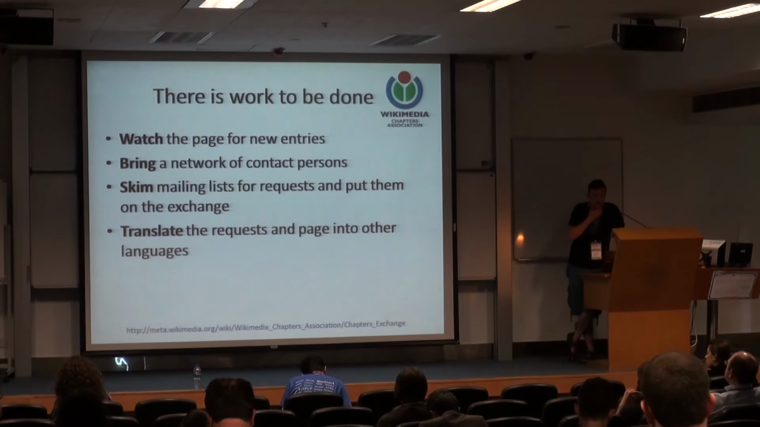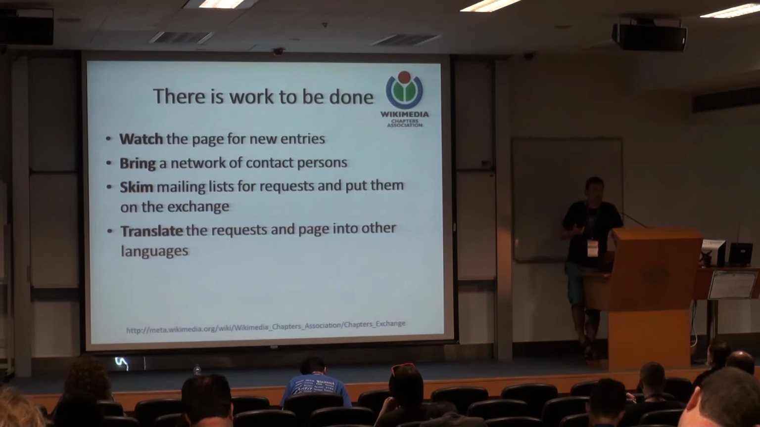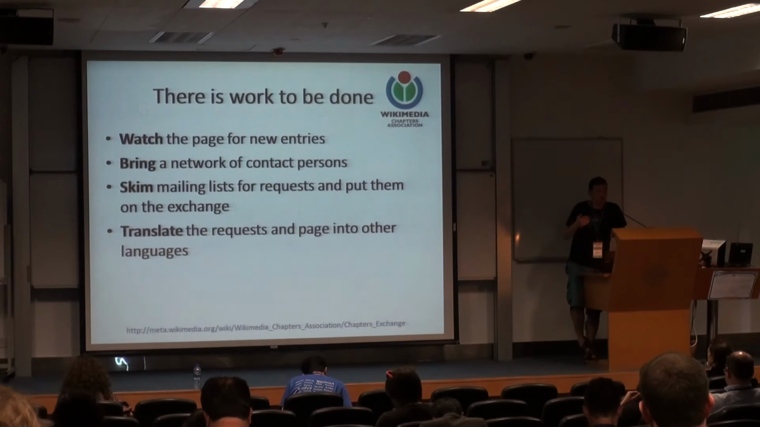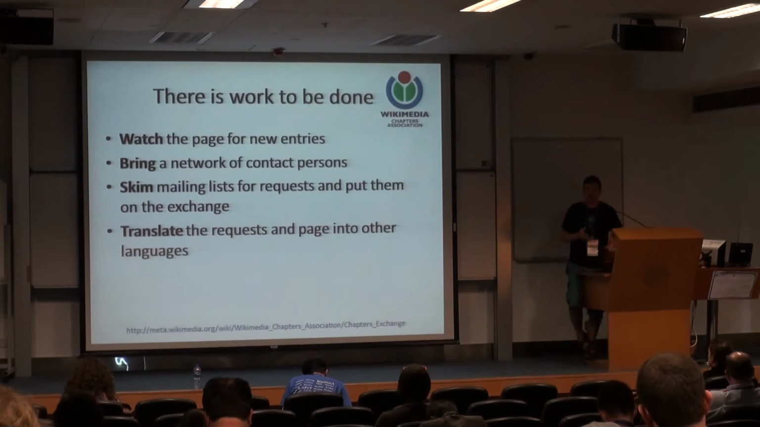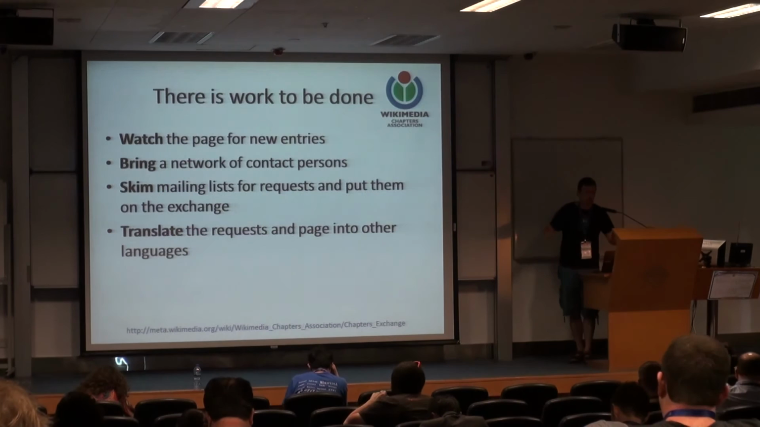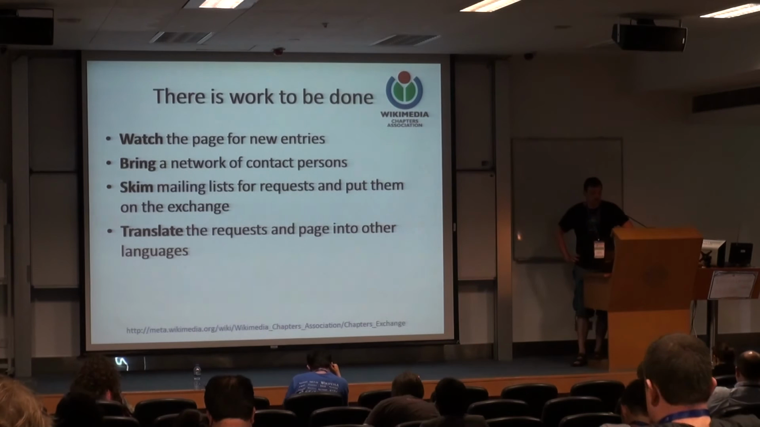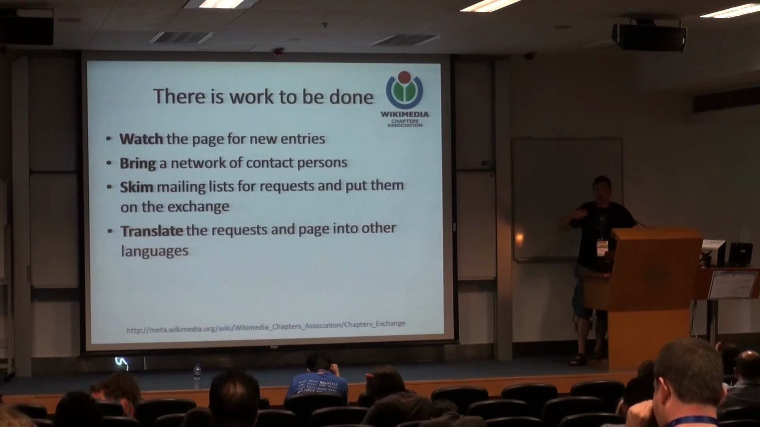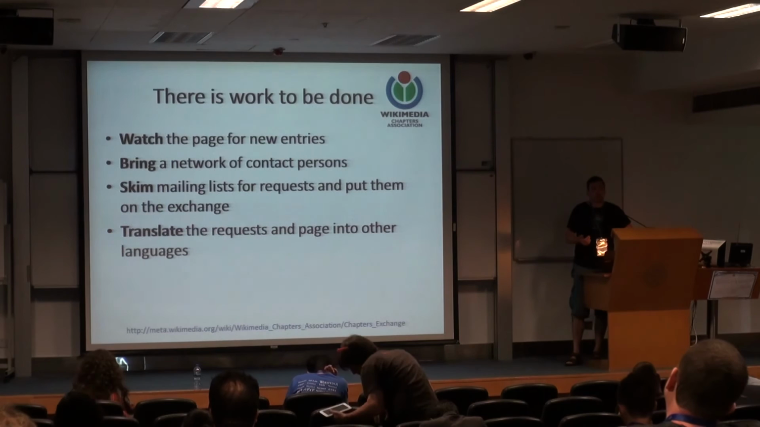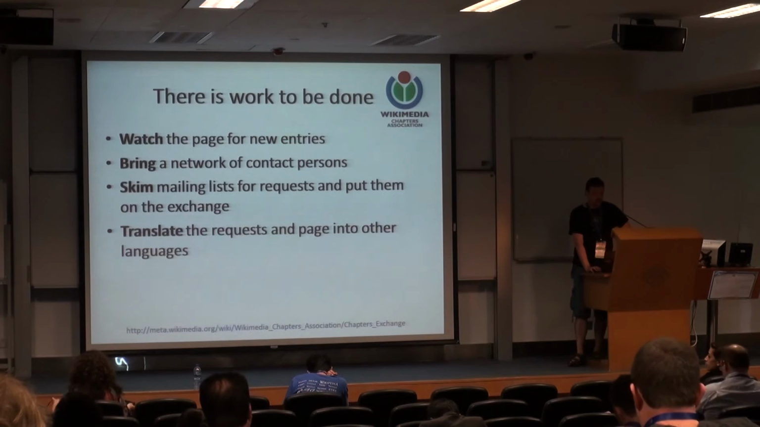Of course, we will need a network of contact persons in the future. So the task I have in mind is that when there is a request coming up or an offer, people, maybe from the WCA, maybe interested in the organization board, will raise the networks and distribute it. So it's also a way of informal network distribution of those ideas. It is also reasonable to skim mailing lists for requests and put them on the exchange to perpetuate them. Mailing lists are very short-term and short-living. If we might have some requests that are there for a longer time, put them on the chapters exchange. And then, of course, get these requests and offers to other languages, so translate them.